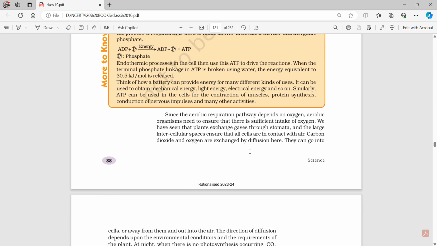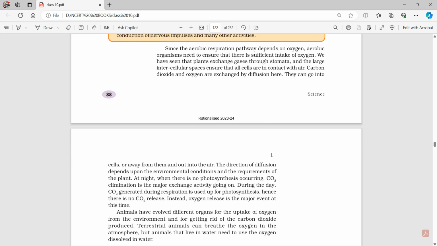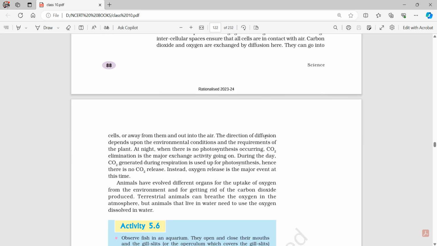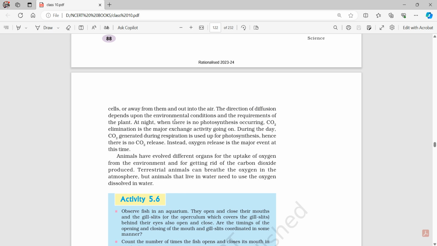Since the aerobic respiration pathway depends on oxygen, aerobic organisms need to ensure that there is a sufficient intake of oxygen. We have seen that plants exchange gases through stomata, and large intercellular spaces ensure that all the cells are in contact with air. Carbon dioxide and oxygen are exchanged by diffusion here. They can go into cells or away from them and out into the air. The direction of diffusion depends upon the environmental conditions and the requirement of the plant.